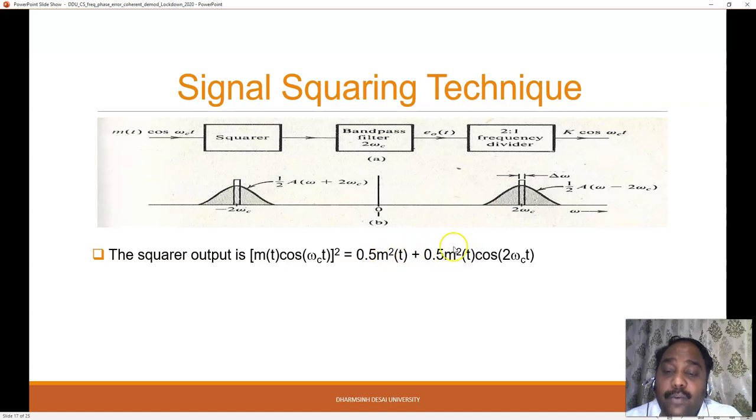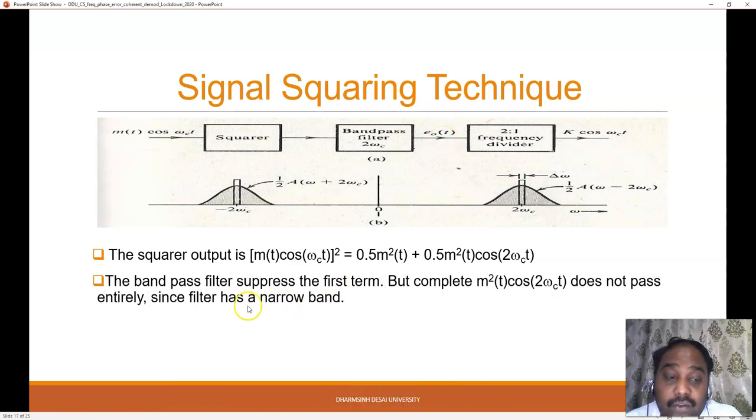So the first term will be suppressed. We are assuming that omega c is very much greater than B, where B is the bandwidth of the message signal m of t. Only this much part will be left out, centered at 2 omega c, but a very narrow band. It's not necessary that this complete part passes; only some part of it will be available at e0 of t. The band pass filter suppresses the first term, and the second does not pass completely since the filter has a narrow band.